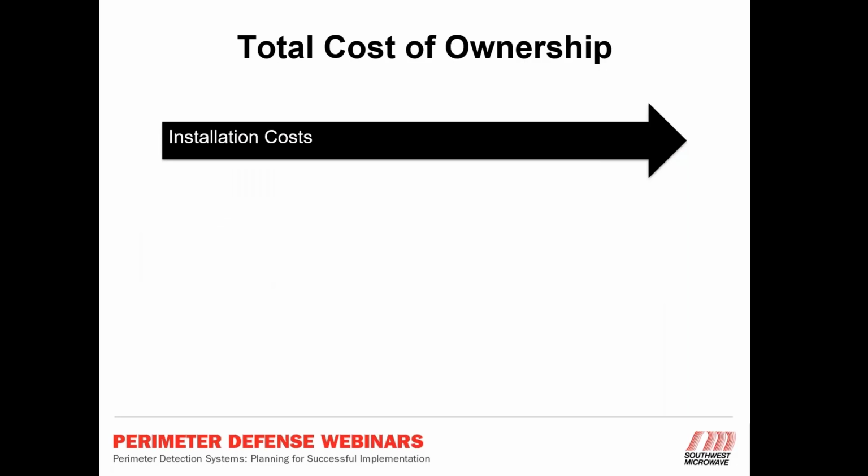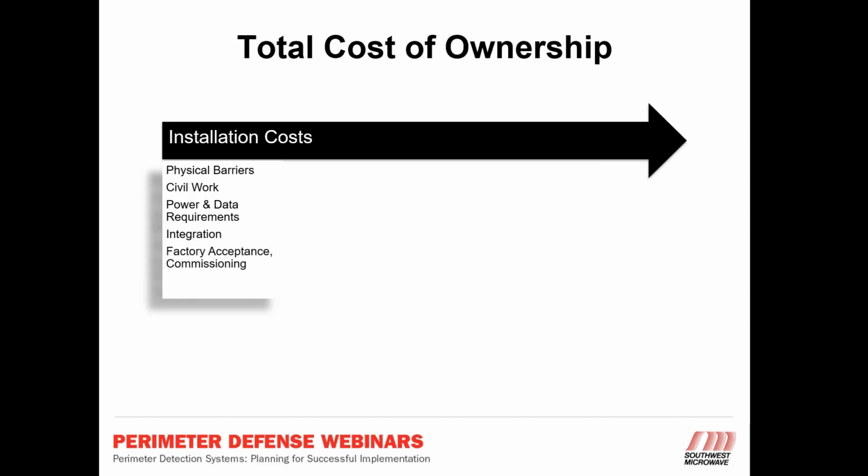So let's take a moment to talk about costs associated with systems installation. There may be a cost to introduce or enhance fencing or other physical barriers on the perimeter. If the site or ground preparation are required, there will be a cost for the civil work. There will be a cost to introduce or upgrade power and data communication lines. There will be a cost for integration, interconnect, and configure various hardware elements. Once deployed, there may be a cost for factory acceptance or commission of the installation. And last, there may be a cost associated with training end-user system operators.